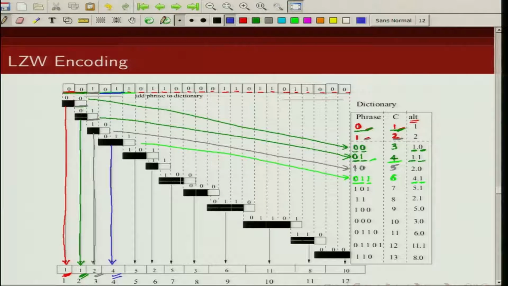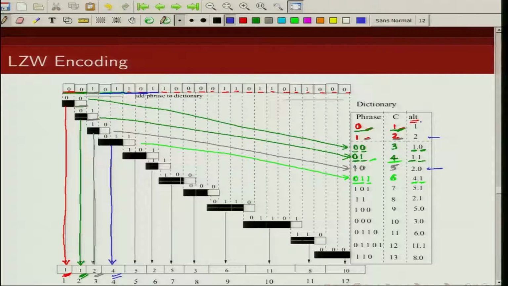Okay. Next, start with this. Is 1 in the dictionary? Very much so. That is this one. What about 1 0? Is 1 0 in the dictionary? Yes, it's there. Now let's look at 1 0 1. Is 1 0 1 in the dictionary?